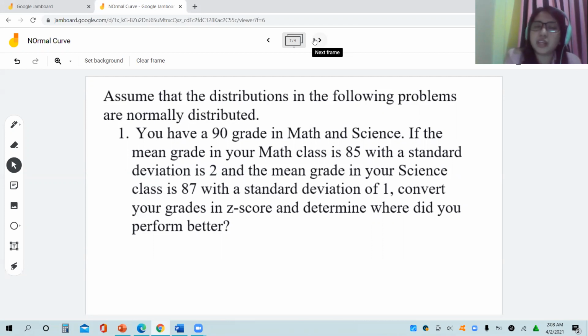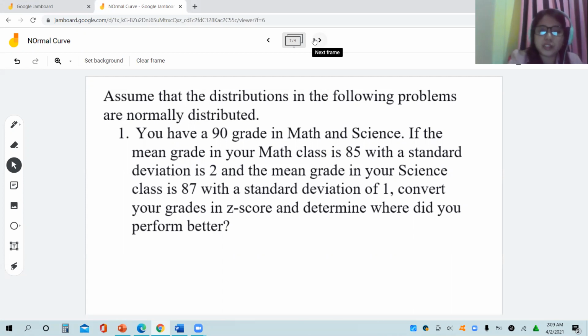For problem number 1, you have a 90 grade in math and a 90 grade in science. The mean grade in your math class is 85 with a standard deviation of 2, and the mean grade in your science is 87 with a standard deviation of 1. Convert your grades to z-scores and determine where you performed better. The task here is to convert them into z-scores and answer the question: where did you perform better if your score in both subjects is the same, 90?